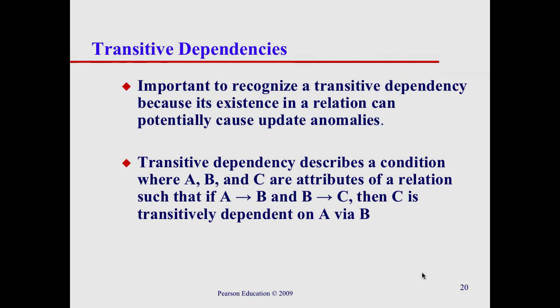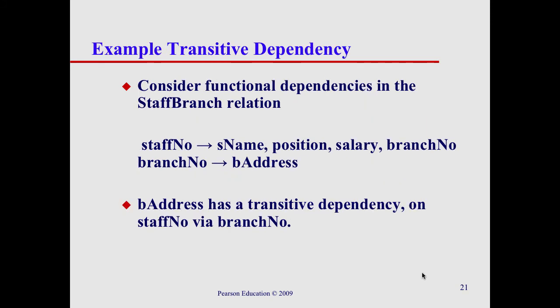Okay, so a second type of dependency is a transitive dependency, and it's the kind you're used to. If A determines B and B determines C, then A determines C. And in the staff-branch relationship that we had, the staff number determined the branch number, and the branch number determined the branch address. So a transitive dependency is that staff number determines branch address.